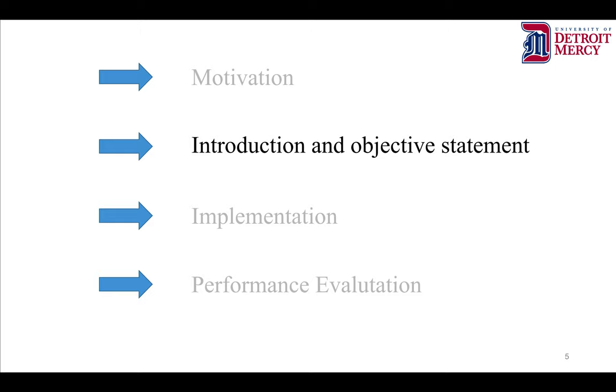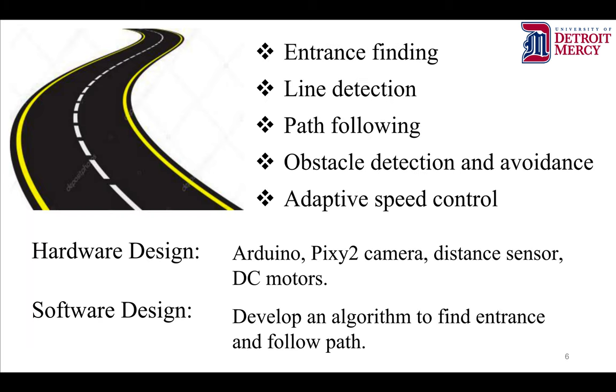The second part is the introduction and the objective statement. Our research project is to move the robot to follow a line. The road has two yellow lines with a black background, and our robot just moves along this road.